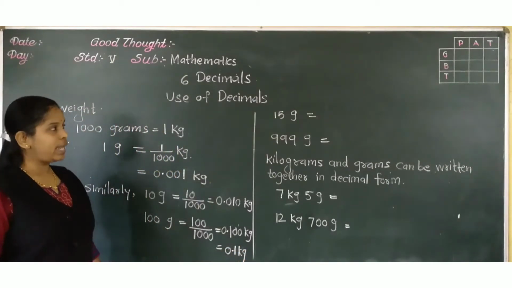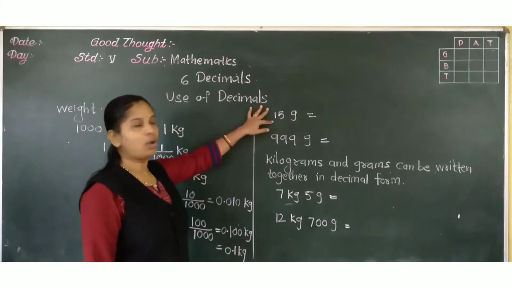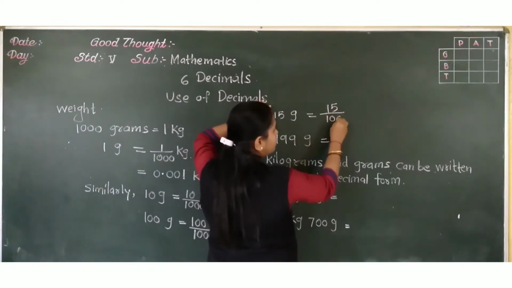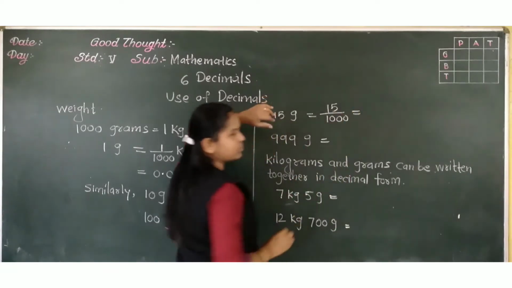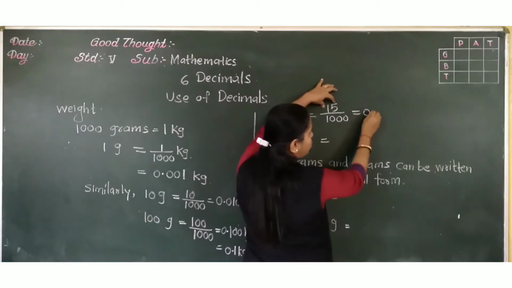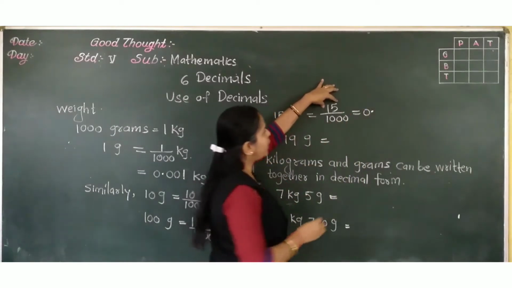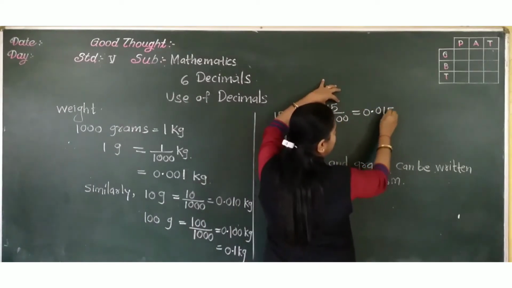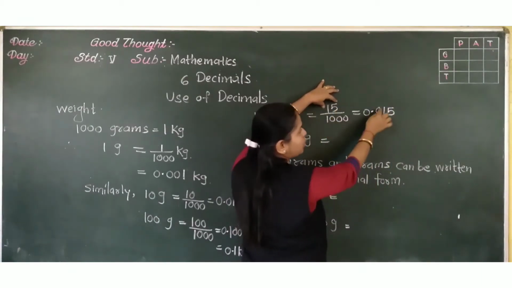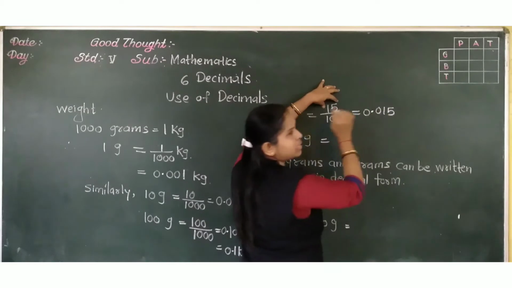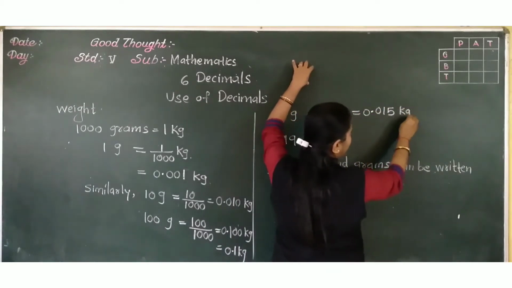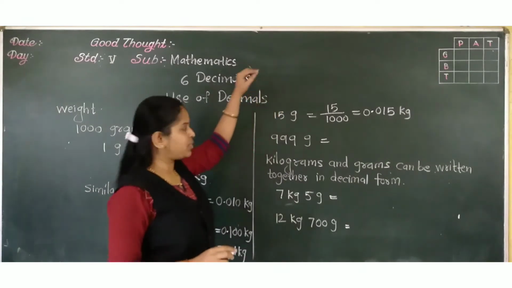Okay. Next, 15 gram. How to write 15 grams here? Divide 15 by 1000. Here only 2 digits are there and the whole part has nothing, so 0 point. As we want 3 digits here but only 2 digits are there, before 15 write 0. Correct? So 0.015 kg.